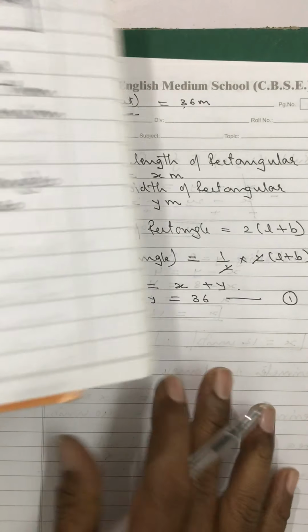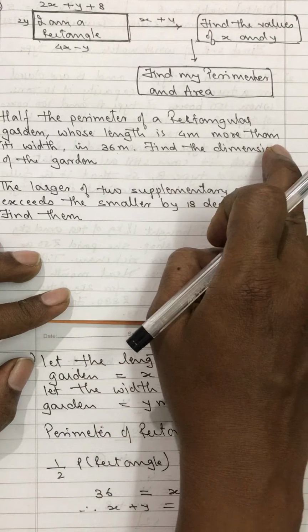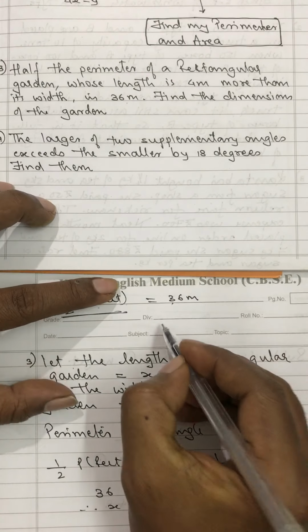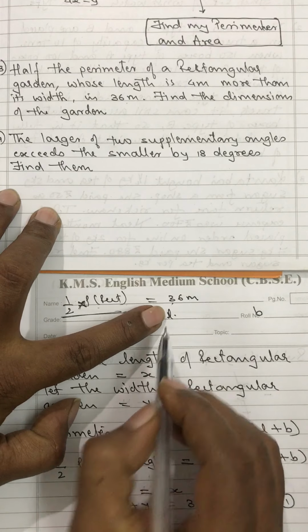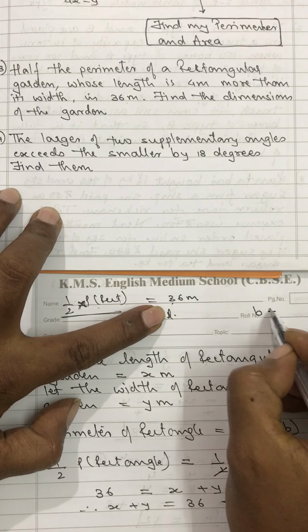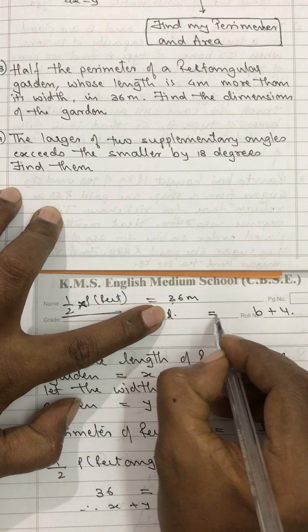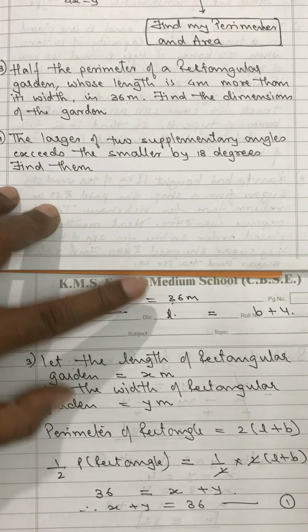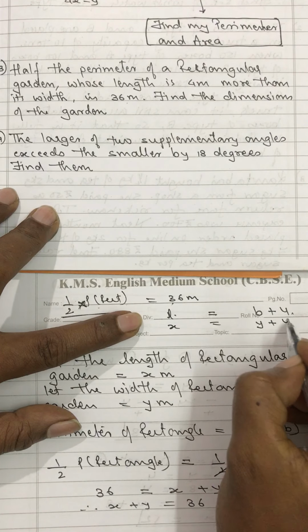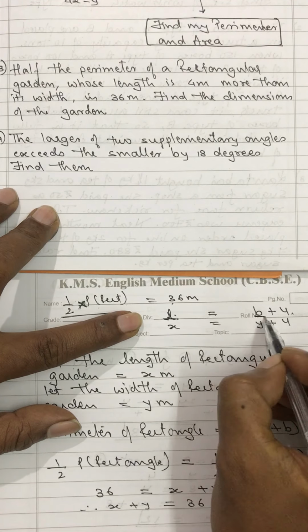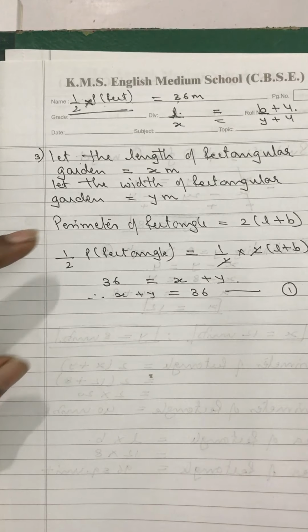And in the second equation, they are telling us length is 4 meter more than its width. Means whatever is the length and whatever is the breadth, length is 4 meter more than the width. And then you will get the length. So length is x, breadth is y plus 4. You just have to substitute the variables in place of their identities.